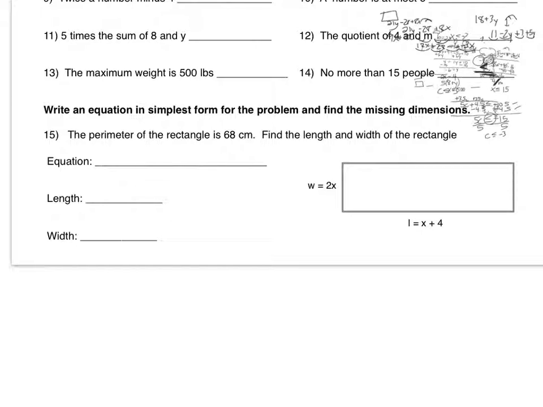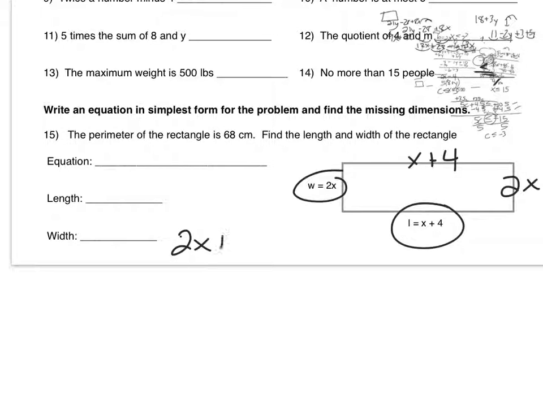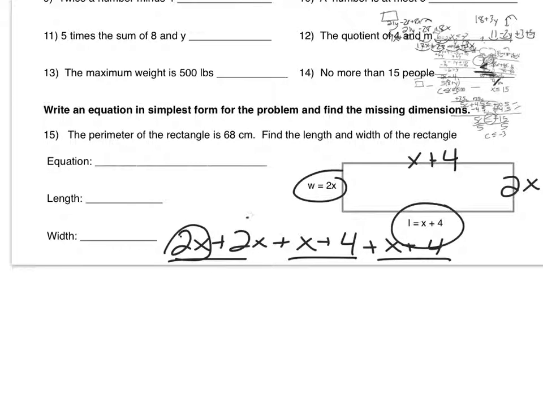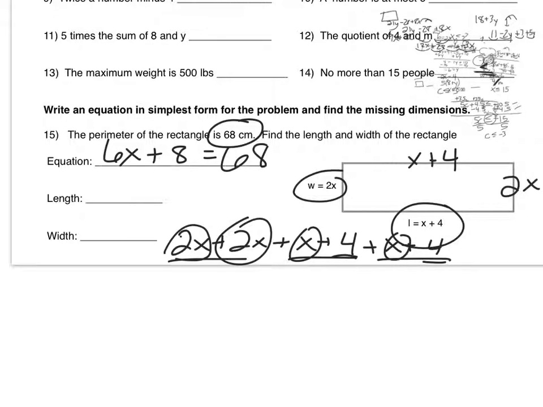Finally, number 15, we have an equation with perimeter, and so we have 2x here, which means that this is also 2x, and we have x plus 4 here, which means that this is also x plus 4. There's a couple of different ways you could write the equation, but here's one way. 2x plus 2x plus x plus 4 plus x plus 4. That's 2 widths and 2 lengths. So altogether we have 2, 4, 5, 6 x's, and we have 4 plus 4, which is 8, and we're setting it equal to 68 for the perimeter.